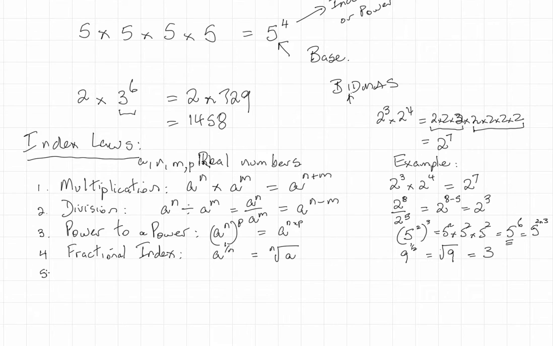Okay, number 5 is the negative index. So a to the minus n, we need some sort of meaning for a negative power, and that's just 1 over a to the n. And the opposite applies. If you've got 1 over a to the minus n, that will be a to the positive n. So it could occur in both of those forms.